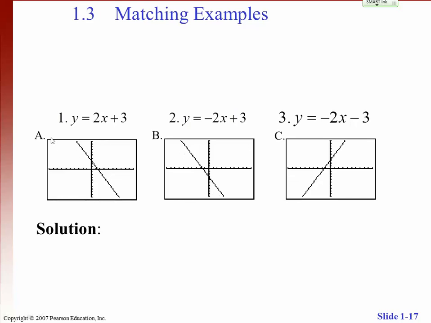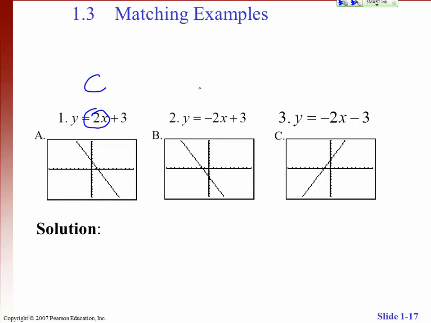Remember, if it goes down left to right, that's a negative slope. Left to right going up, it's a positive slope. We have one positive slope, so that one positive slope is going to be this one, right? So number one has to be C as long as it has the positive slope.